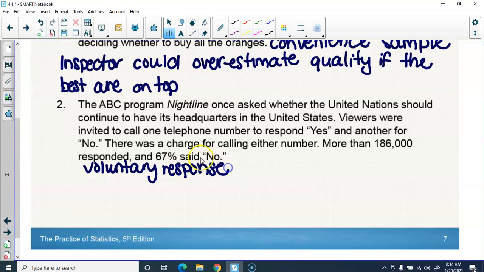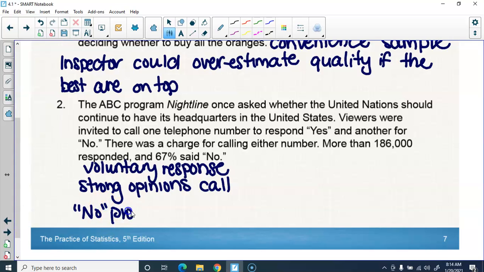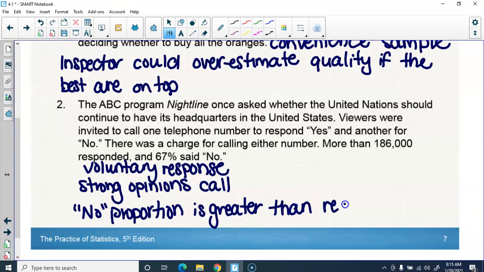And it seems like because we have such a high proportion of people who said no, those are only the strong opinions, right? So those voluntary responses come if people really care in one direction. So strong opinions call. The no proportion seems to be greater than reality. We'll put the real no proportion.